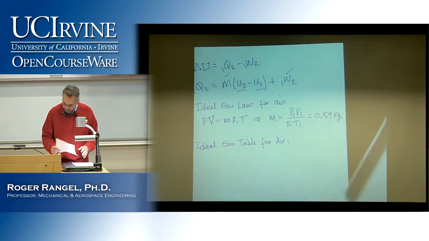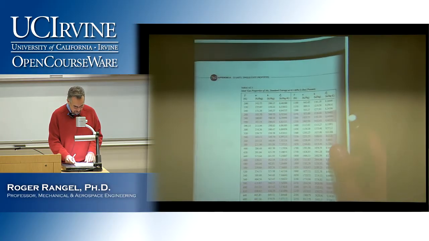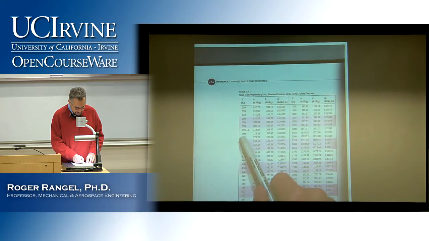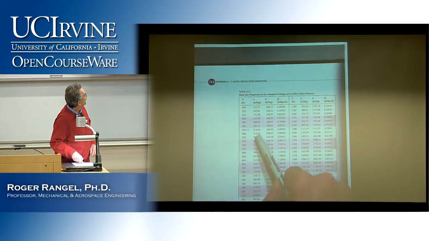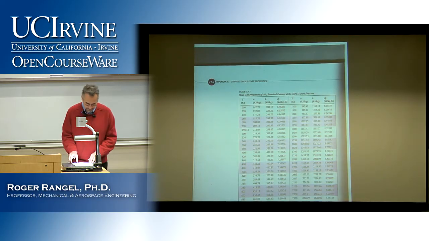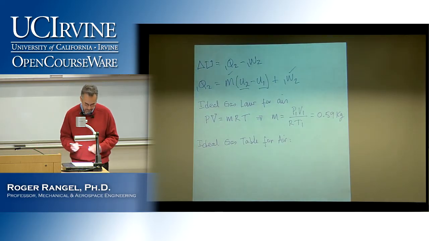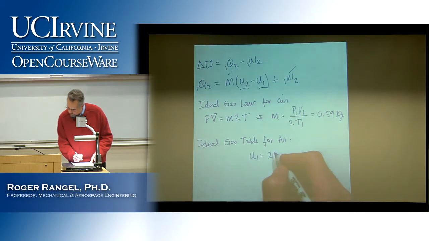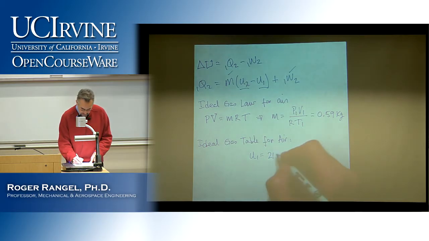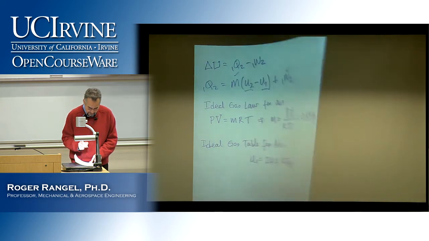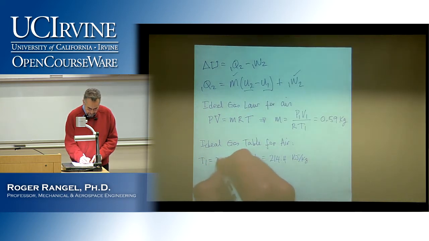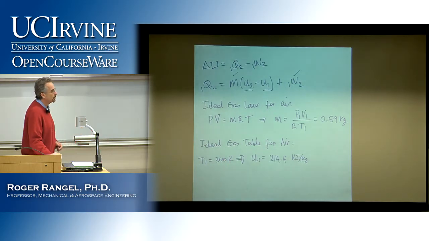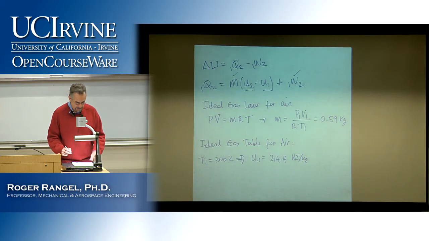Since I know the initial temperature, which is room temperature, 300 Kelvin, I can just come in here and read U1 at 214.4. So U1 is 214.4 kilojoules per kilogram. I read that with T1, which was 300 Kelvin. All right? But I now need also U2, which means that I need T2.